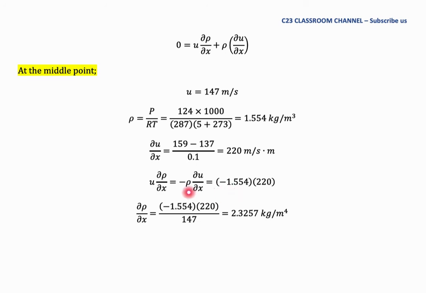So we substitute the value of rho that we calculated here. It is 1.554, so we have a negative here, and we have du dx, 220. So we could get the value of del rho over del x by dividing this value by u here. u is already calculated here as 147, so we divide it by 147. So we get del rho over del x equal to 2.3257 kilograms per meter to the power of 4.